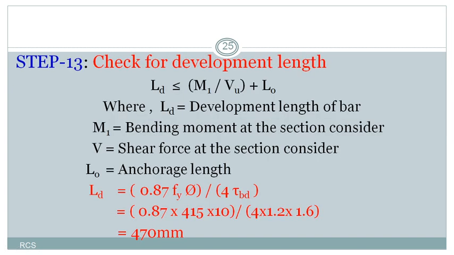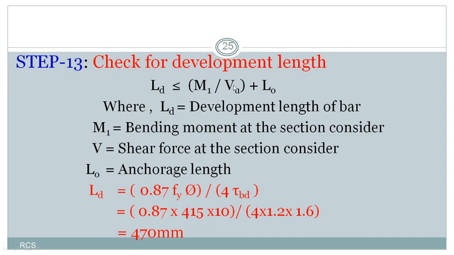Then we have to check it for development length. To satisfy this criterion, development length LD must be less than or equal to M1 by VU plus L0. You know that M1 is the bending moment at the section under consideration, that is, all the bars which were provided must be fully stressed, up to 0.87 Fy. V is the shear force at the section. L0 is the anchorage length. So we can calculate LD equal to 0.87 Fy phi by 4 into tau BD. From that you can calculate the LD value, that is 470 mm. If you substitute all these values, you will get LD equal to 470 mm. We have to provide this in the slab.